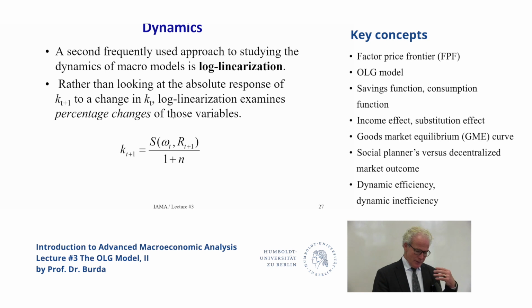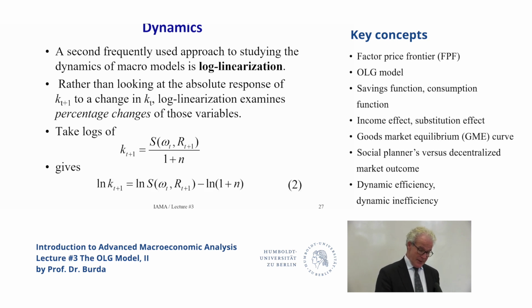So I wanted to give you an introduction to log linearization as a tool. If you pursue macro in the long run, you're going to have to deal with this. We have lots of relationships like this one that are not necessarily linear. So can we make statements about the behavior of that model? One way to do it is to take logs of both sides and then take a Taylor approximation.